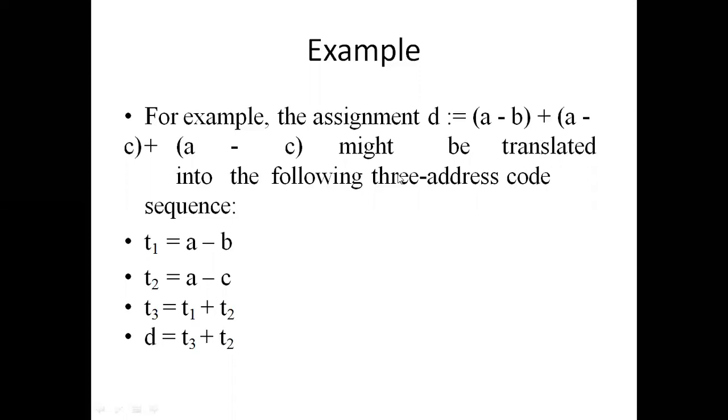Initially, step number one is to translate the expression into the three address code sequence. T1 is equal to a minus b, T2 is equal to a minus c, and T3 is equal to T1 plus T2. Here this a minus c was already stored in T2. So finally D, the assignment variable, is equal to T3 plus T2. This is the three address code sequence, and by taking it we are going to generate the code.